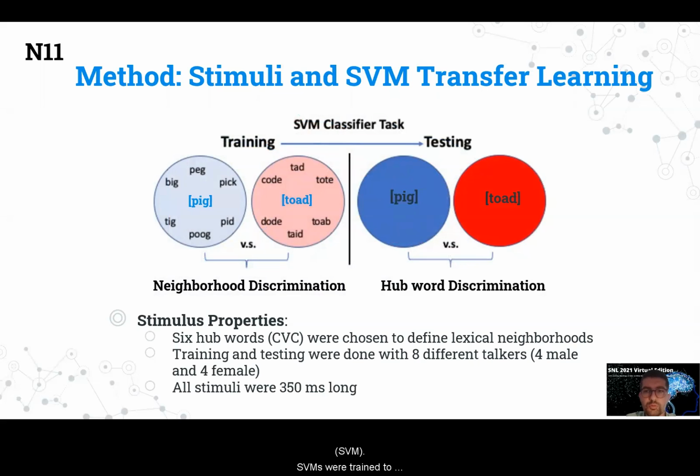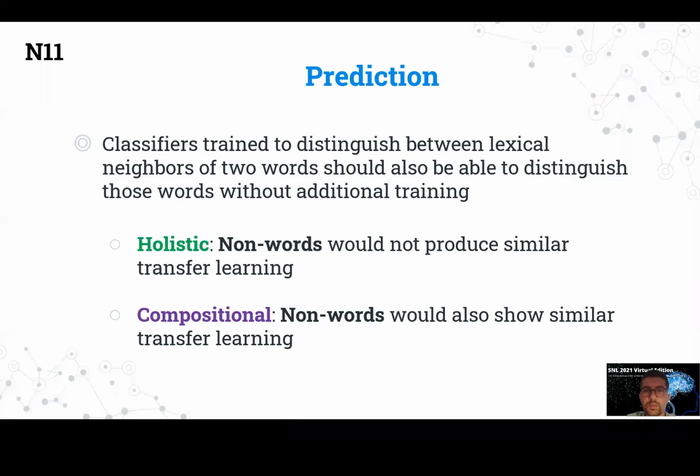So SVMs were trained to discriminate neighborhoods and tested on hub words to measure if transfer learning occurred. For example, SVMs were trained on words and non-word neighbors of pig and toad and tested on pig versus toad to examine the effect of lexicality. This is a hard task because we are using transfer learning and the stimuli come from 8 different talkers. We hypothesize that classifiers trained to distinguish between members of lexical neighbors of 2 words should also be able to distinguish those words without additional training.